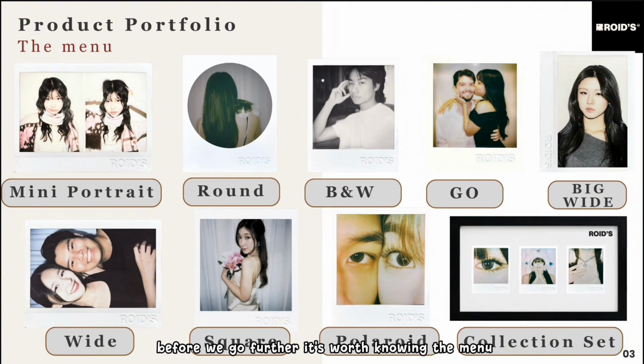Before we go further, it's worth knowing the menu, because the product type drives everything in our model. ROID offers 9 products as shown on the screen, and you're probably wondering why this matters. It's because a quick Polaroid and a multi-shot collection set take very different amounts of time to shoot, develop, decorate, and share. So when we model the studio, we can't treat every customer the same. Each product carries its own service time profile. Please keep these 9 names in mind as they come back when we build the simulation.